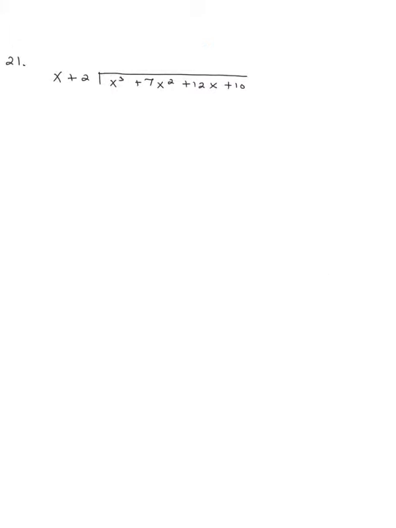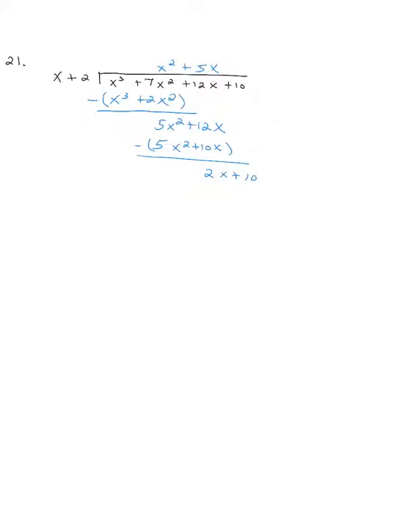All right, so dividing these, I'm going to multiply first by x squared. Gives me x cubed plus 2x squared. Taking the difference, we get 5x squared. Bring down the 12x. I'll now multiply by 5x. So I get 5x squared plus 10x. Taking the difference gives me 2x plus 10. This one isn't going to work out where I have a remainder of 0. There's going to be some stuff left over.